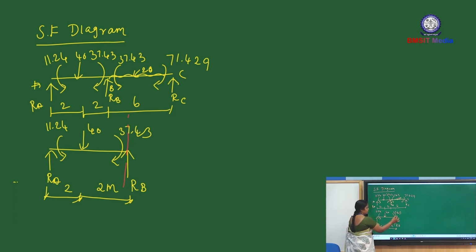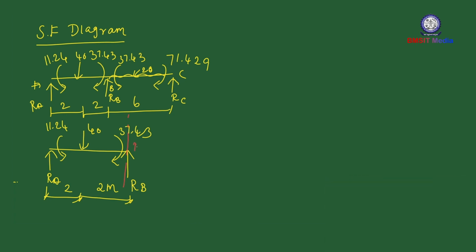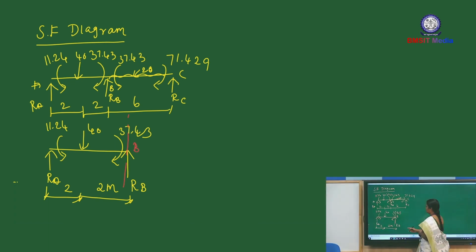Now taking moment about point B. Taking moment about point B, RA is producing clockwise moment, which is positive. RA into the moment means force into the perpendicular distance. So here to here the perpendicular distance is 4 meter. Next, there is a moment; no need to consider the perpendicular distance. This is an anti-clockwise moment. For the anti-clockwise moment, the sign is minus.